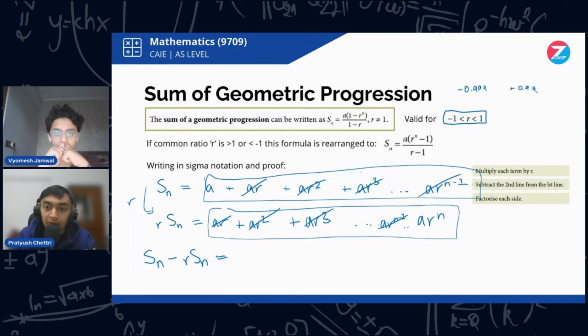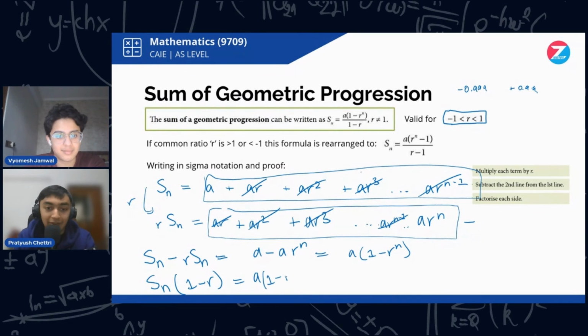So these do indeed cut out, and we're left with a minus a to the power n, because we're subtracting this a to the power n, and we can actually factorize out a from this: a times (1 minus r to the power n). And what do we do next? We can factorize this side as well. Would you look at that? We factorize out Sn times (1 minus r). It's really clever. I didn't know how to do this. I just looked at the textbook.